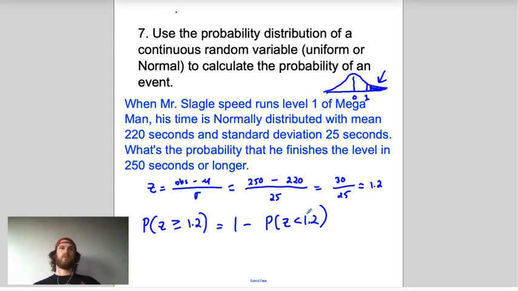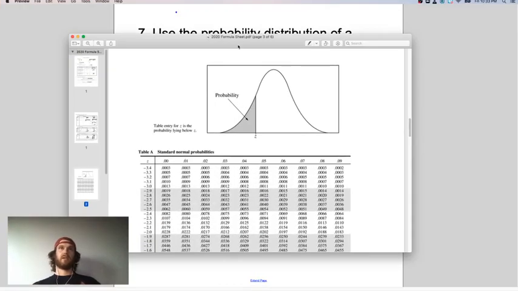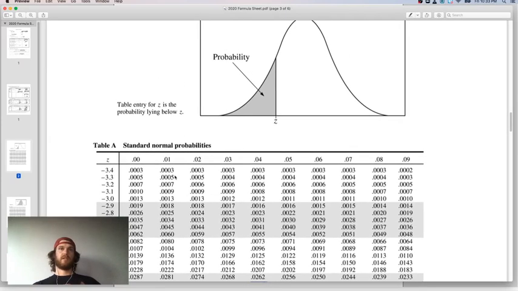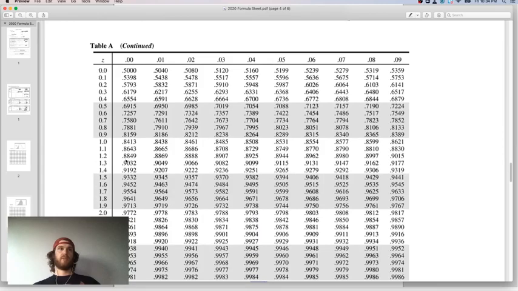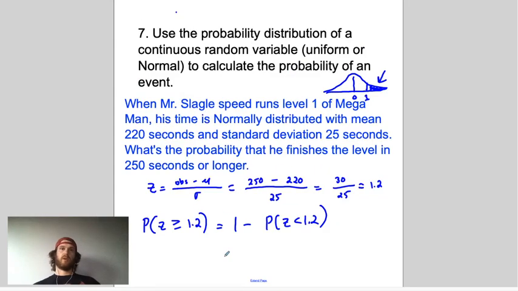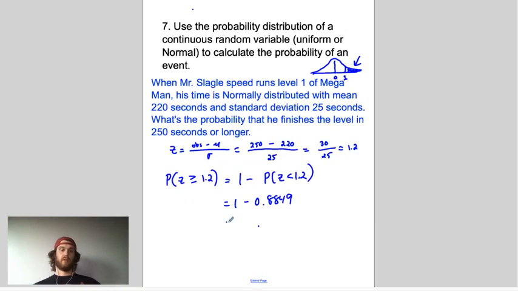So less than 1.2, we can go to our table and take a look. Let's make this large. Okay, that's negative. We don't want less than negative 1.2 because that would be over here. We're looking to the right of the mean. 1.20 is 0.8849. So we do 1 minus 0.8849 to get a final answer of a probability of 0.1151. So there's roughly an 11.5% chance that it'll take me 250 seconds or longer on any given attempted run of the first level.